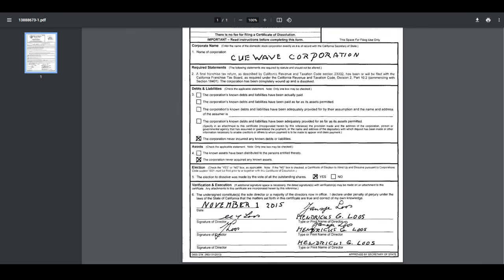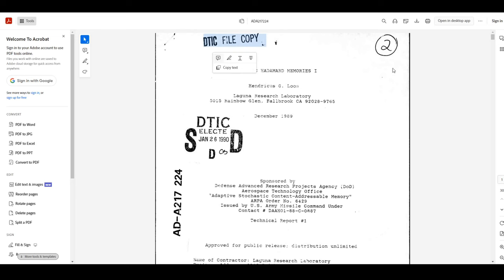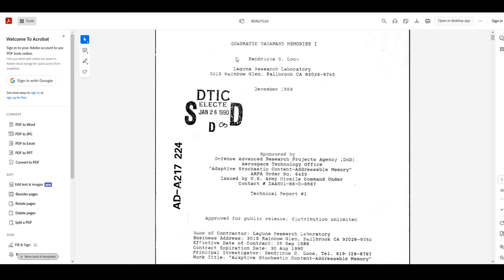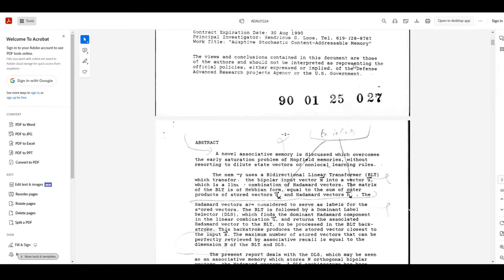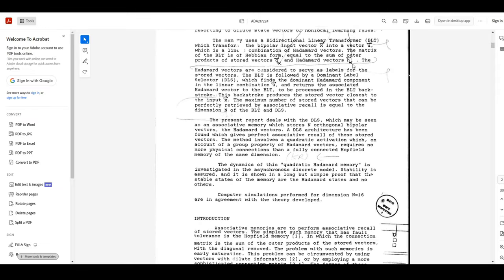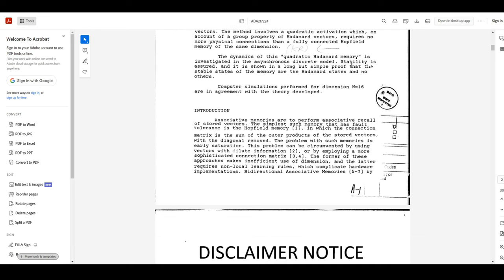That is a very strange pattern to observe. For added impact here, Hendrikus G. Luce, as of 1989, I think, according to Defense Technical Information Center documents, was working for the Laguna Research Laboratory on projects for the Defense Advanced Research Projects Agency, DARPA, which is the research and development arm for the DOD, the Department of Defense.